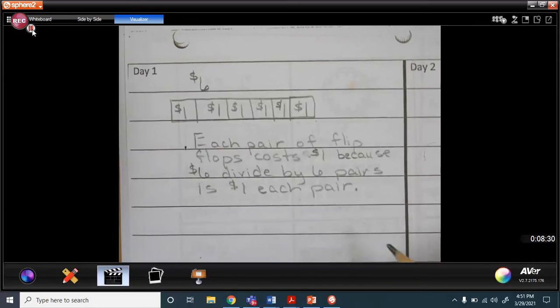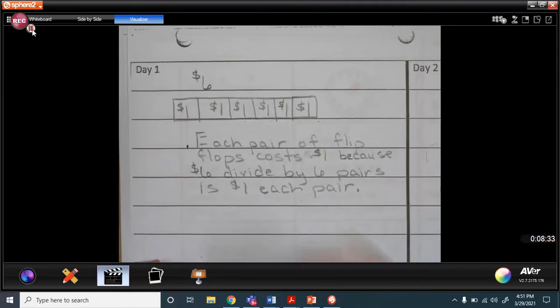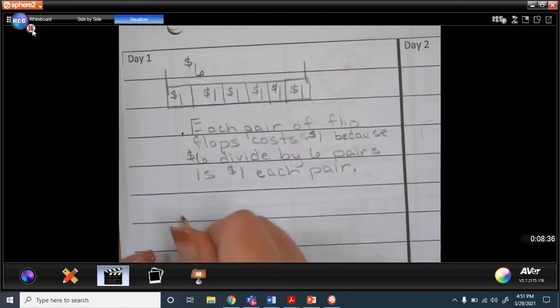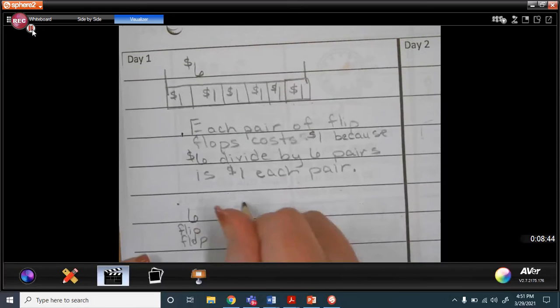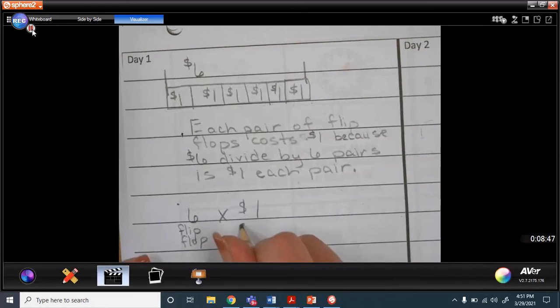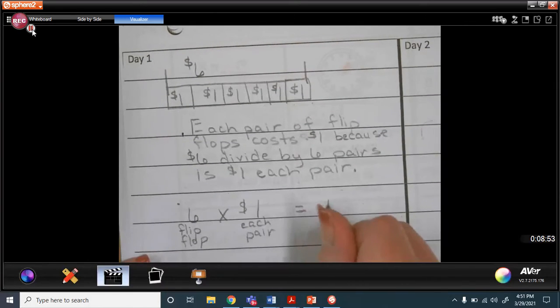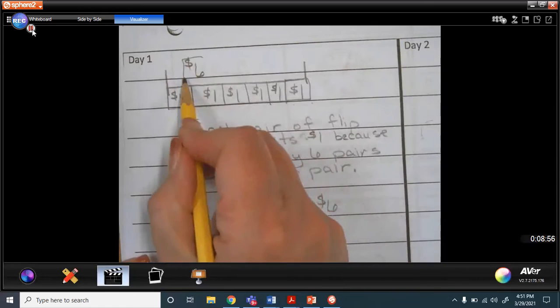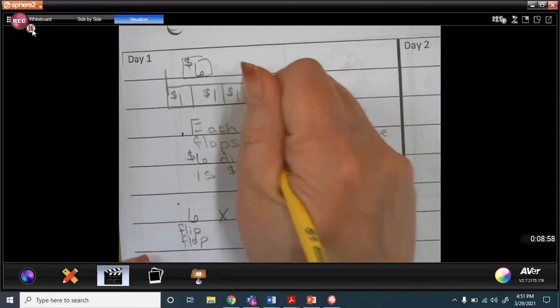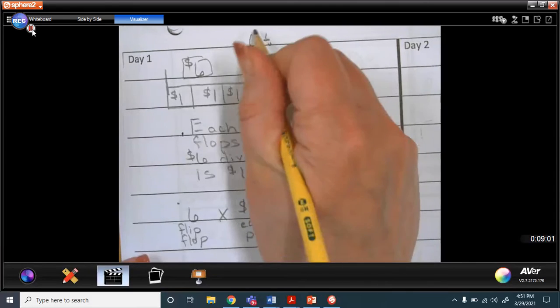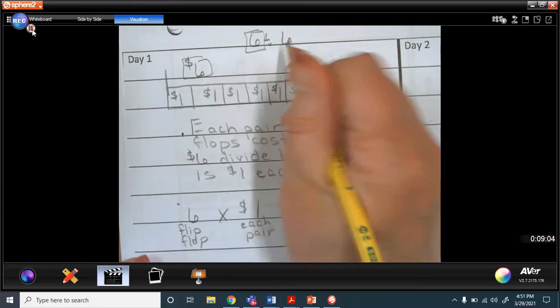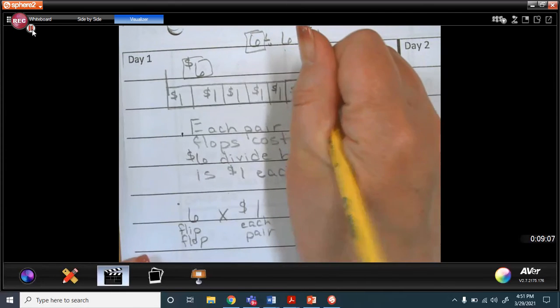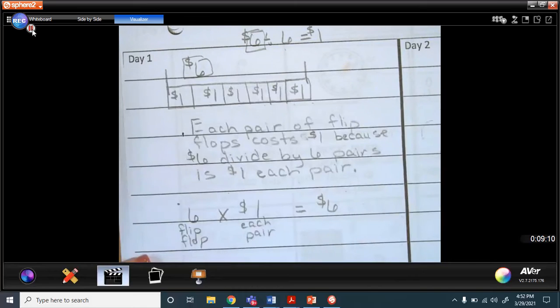Now I can check my division using multiplication, right? So my flip-flops are the groups. I have 6 pairs of flip-flops and each pair costs $1, so $1 each pair will give me a total of $6, which is right here when I do 6 divided by, here's my total, here are the pairs of flip-flops, and this is the amount for each flip-flop.